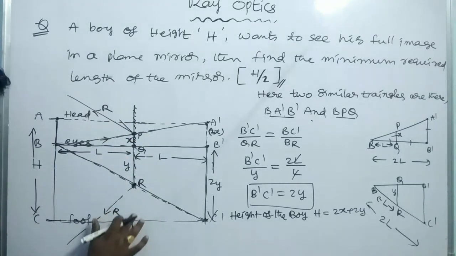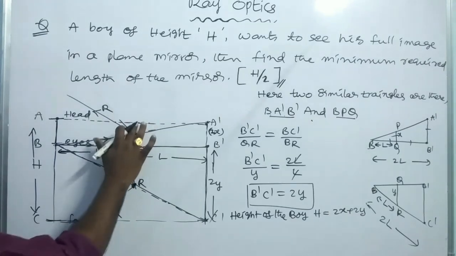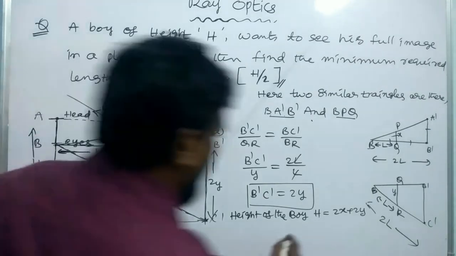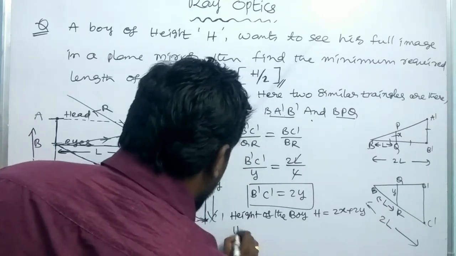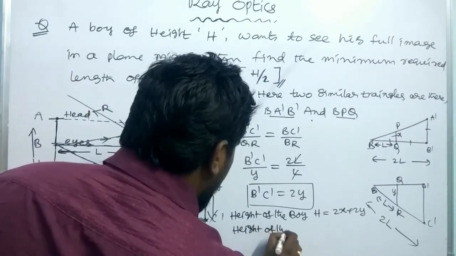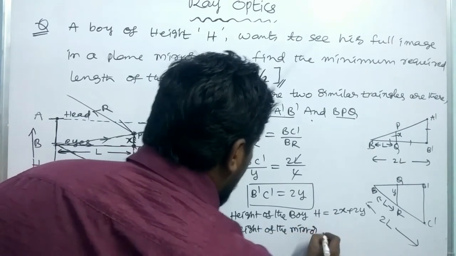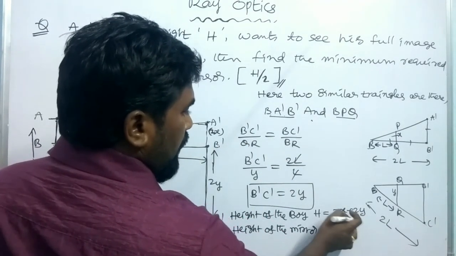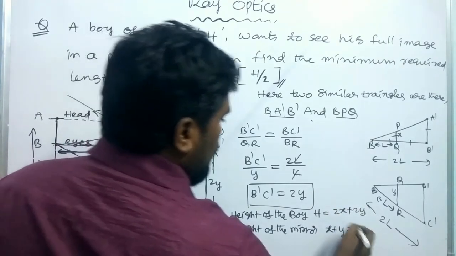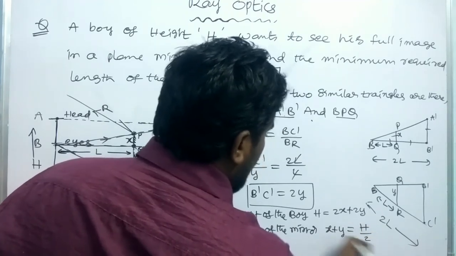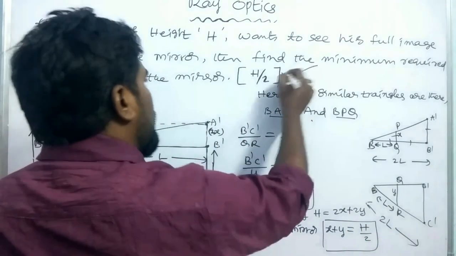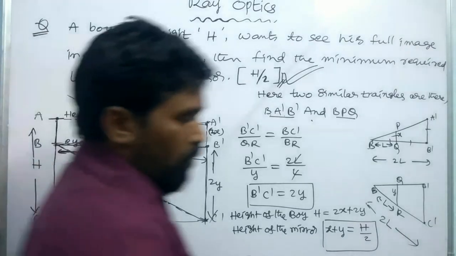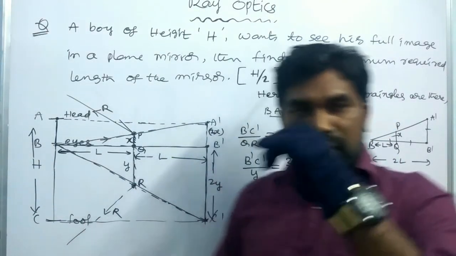So this part of the mirror is not needed, and this part is also not required. The minimum required length is only this part. That is the x plus y. Therefore, height of the mirror, x plus y, is equal to what? If x plus y is common, 2 will be common, so the 2 comes to this side, then it is h by 2. The x plus y is equal to h by 2. The h by 2 distance will be needed. The minimum height of mirror required to see the full image of a boy in front of a mirror, the minimum required length, is h by 2.